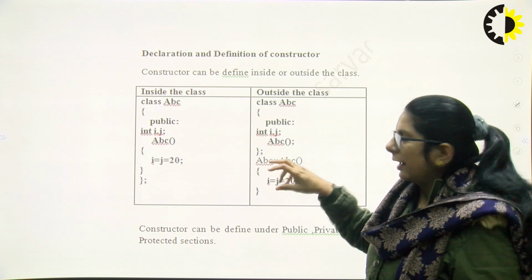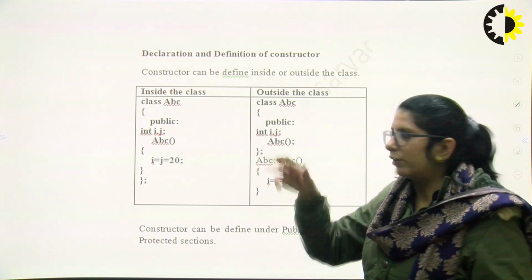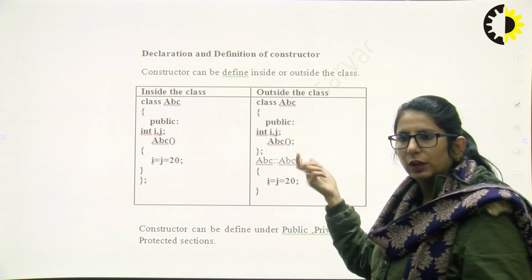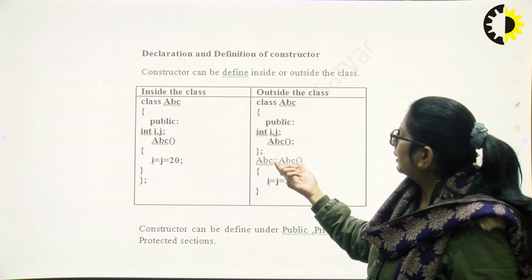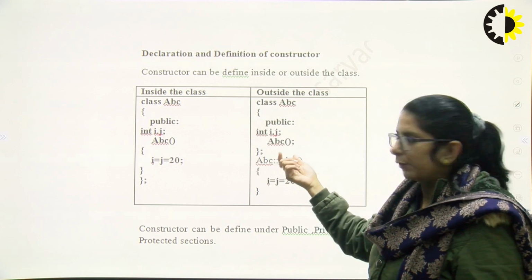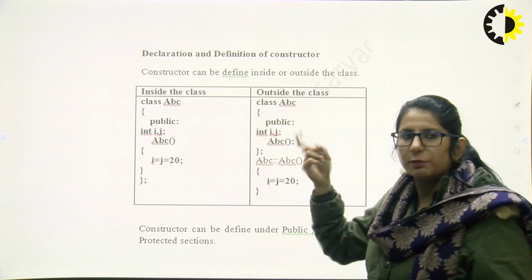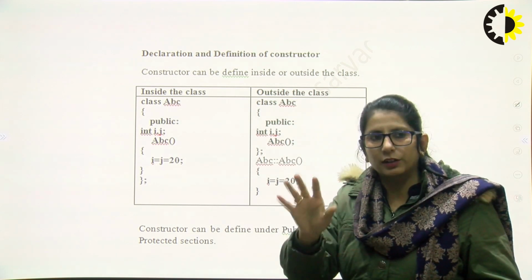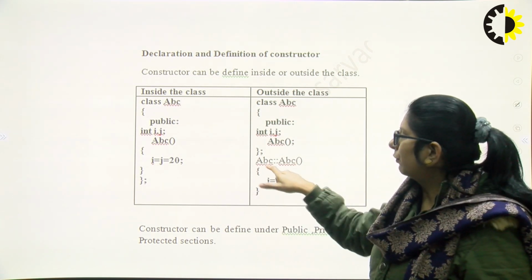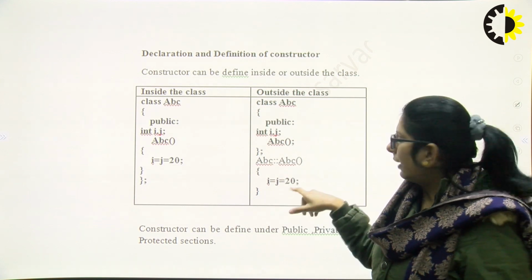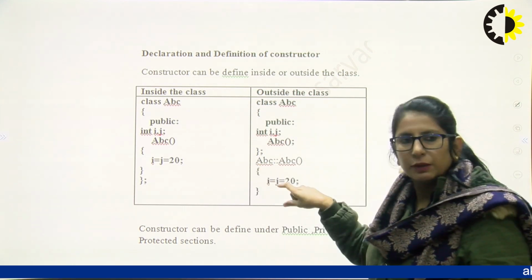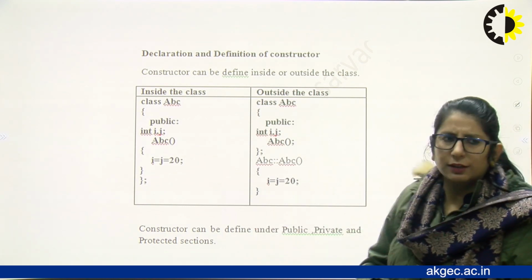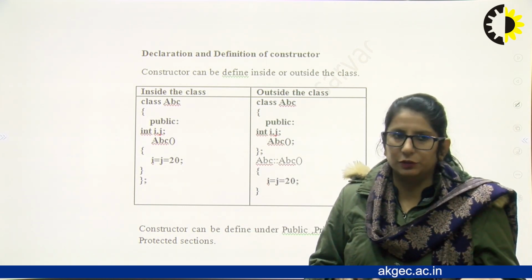Outside the class, as you specify the other member functions: first the name of the class, then the scope resolution operator, then the member function name. In the similar manner, name of the class, scope resolution, then the constructor name, and the constructor name is the same as that of the class. So whenever you specify a constructor outside the class, you will see the name of your class two times, and the rest of the body part will be the same. The constructor can be defined under the public, private and protected sections, as you can specify the other member functions.